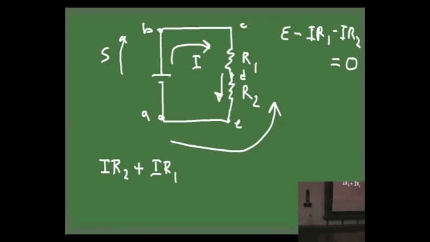Which one is at a higher level? Point B or point A? Well, point B is connected to the positive side of the battery, so that must have a higher potential than the negative side of the battery, which is connected to A. So B is at a higher ground than A. So when you move from B to A, you're going downhill. You lost potential. So that's going to have a minus sign.